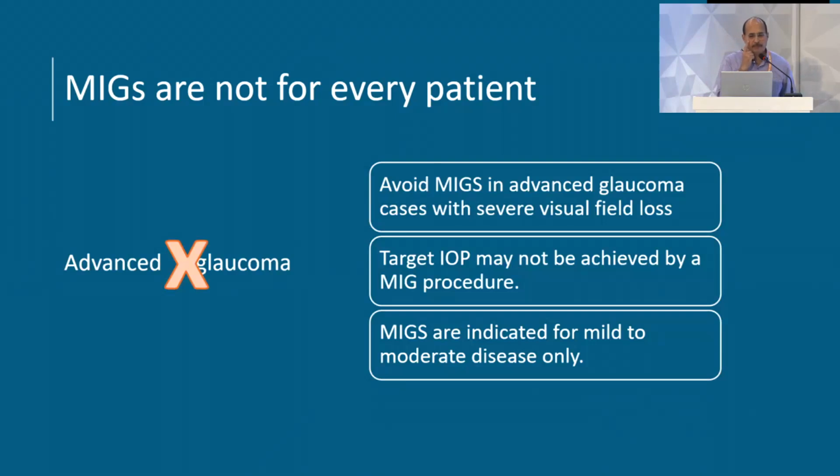Second thing is that MIGS are not for every patient. For advanced glaucoma, they are not recommended. Avoid MIGS in advanced glaucoma cases where there is severe visual field loss, because MIGS are unlikely to meet target IOP in those conditions where the requirements are low. MIGS are indicated basically for mild to moderate disease or ocular hypertension where you want to treat.